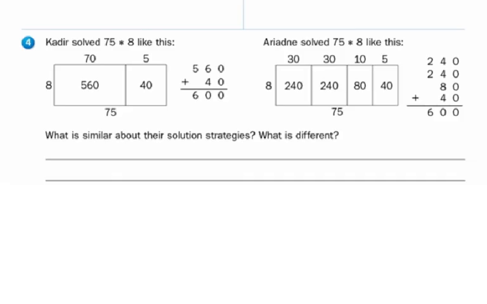In question number 4, we have Kadir, who solved 75 times 8 like this. Ariadne solved 25 times 8 like this. What is similar about their solution strategies? Solution is the answer. And what is different? Well, I noticed that they both partitioned their problem. So that's something that is similar.